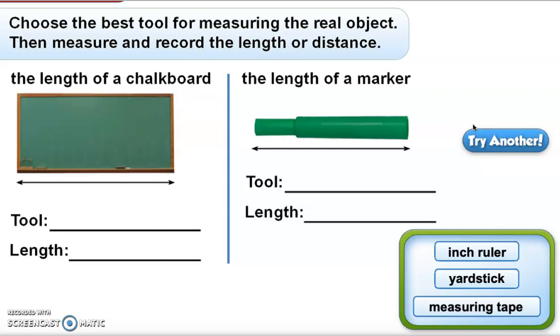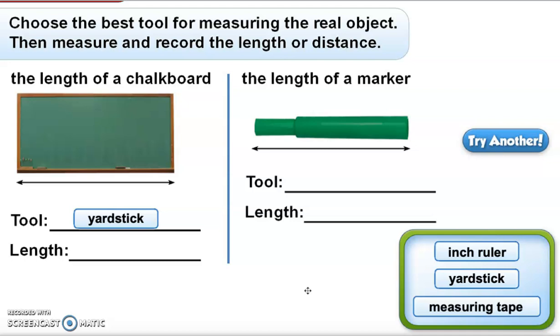So in this case, it might be best to use a yardstick to measure a chalkboard, because a chalkboard might be exactly 3 feet long, and you would only need 1 yardstick. Using 1 yardstick would be a lot better than having to use 3 rulers and lining them up perfectly and holding them all in place. It would be very difficult to do that. So a yardstick would make measuring something that long a little bit easier. A yardstick would be the best option for a chalkboard.